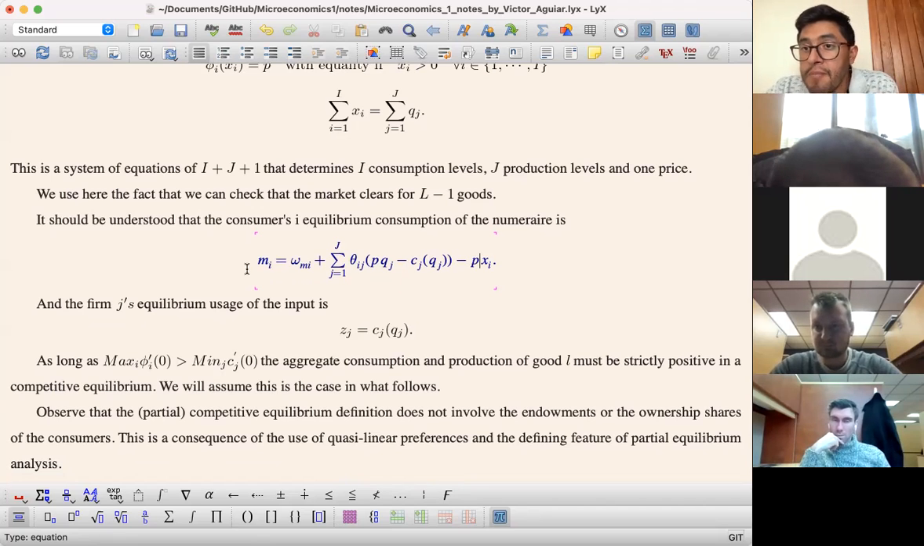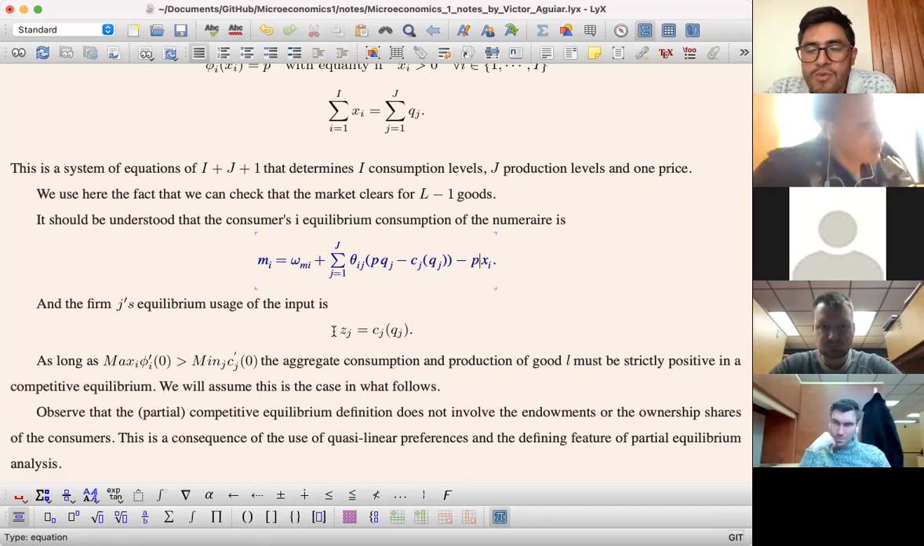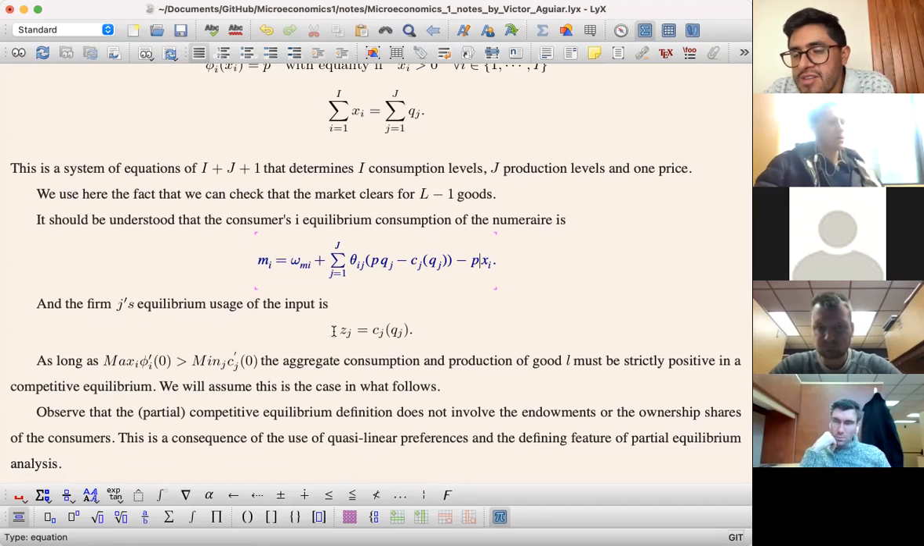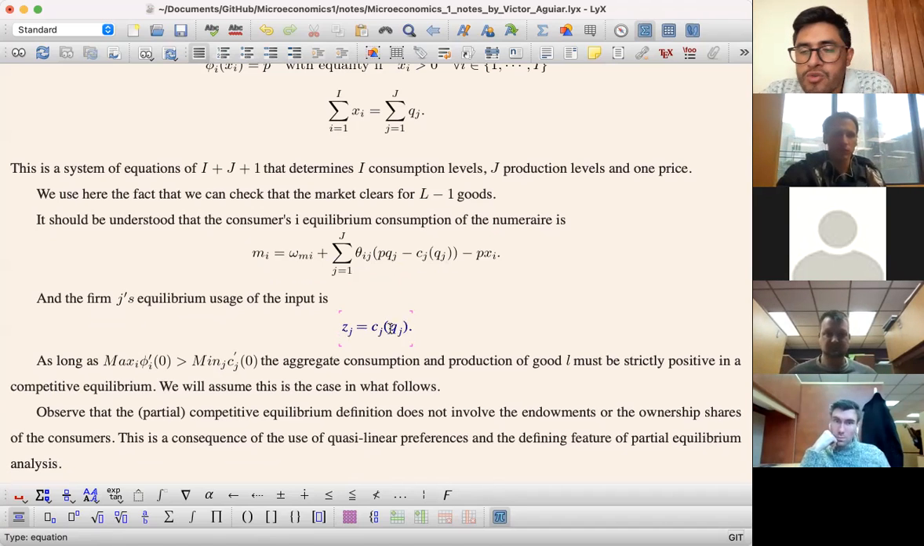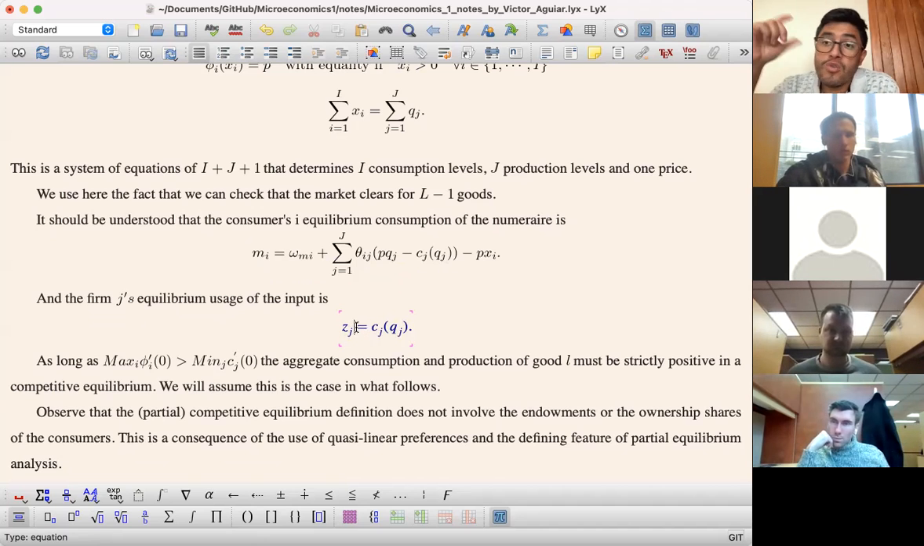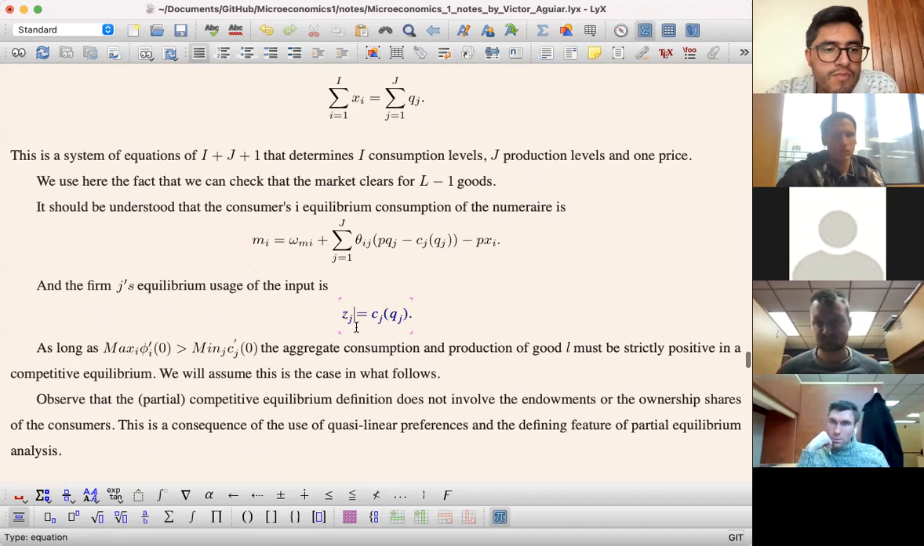And then the other thing you need to do for the full characterization of the equilibrium problem is also the input demand of the firm j. And in here, it's very simple because remember that the price of the numeraire is equal to 1. So essentially whatever you consume for each target of q is going to be equal to the demand of the input, right? Because this is a unitary price as well.